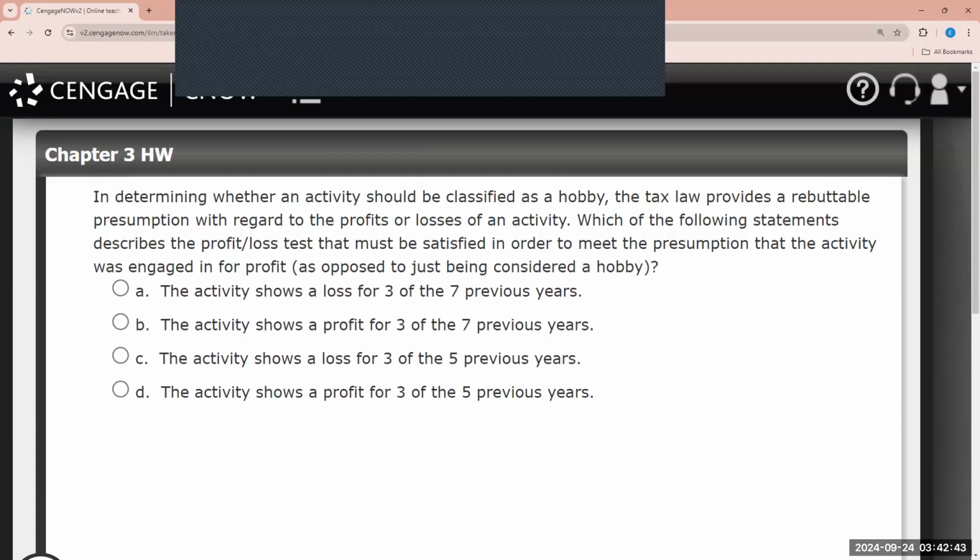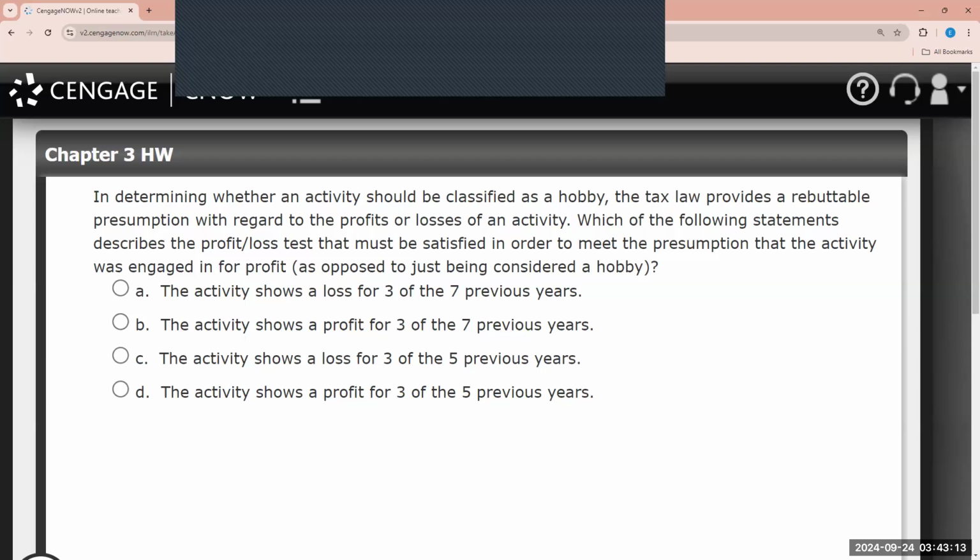And this question is related to the hobby loss. In determining whether an activity should be classified as a hobby, the tax law provides a rebuttable presumption with regard to the profits or losses of an activity. Which of the following statements describes the profit/loss test that must be satisfied in order to meet the presumption that the activity was engaged in for profit as opposed to just being considered a hobby?